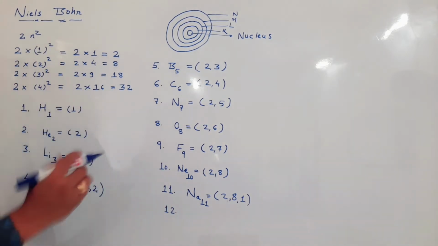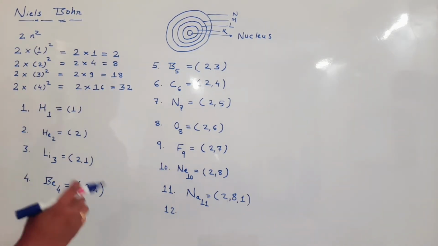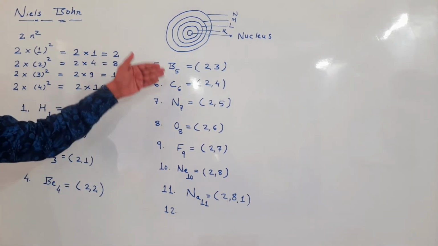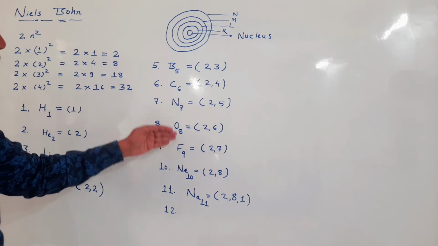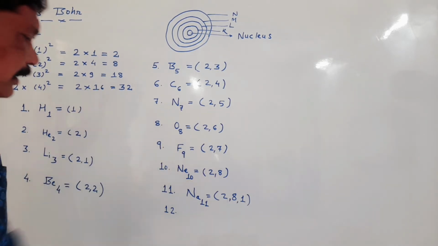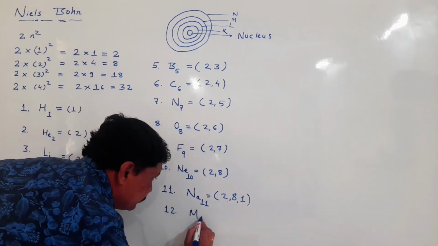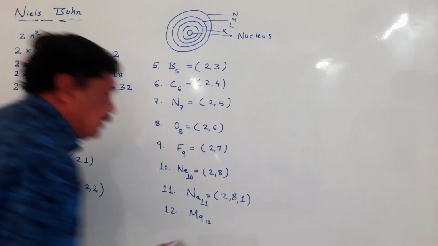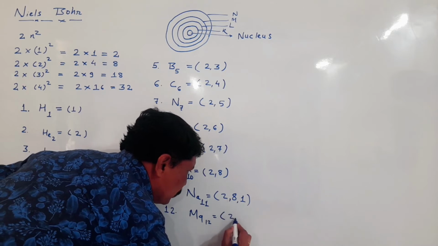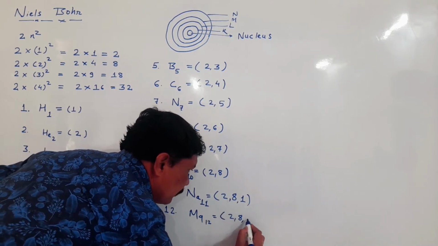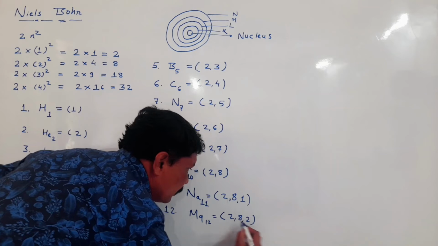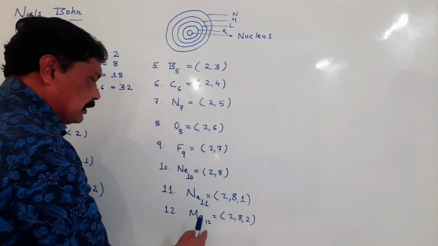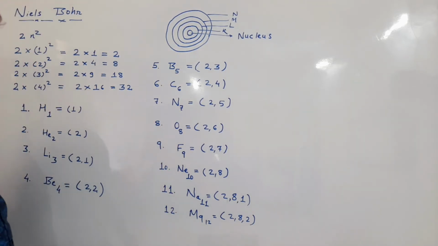My dear student, the next element in the series will be hydrogen, helium, lithium, beryllium, boron, carbon, nitrogen, oxygen, fluorine, neon, sodium, magnesium. Atomic number of magnesium is 12 and therefore the electronic configuration will be 2, 8, 2. Let's count the number of electrons. 2 plus 8, 10, 11, 12. Okay, our electronic configuration is correct.